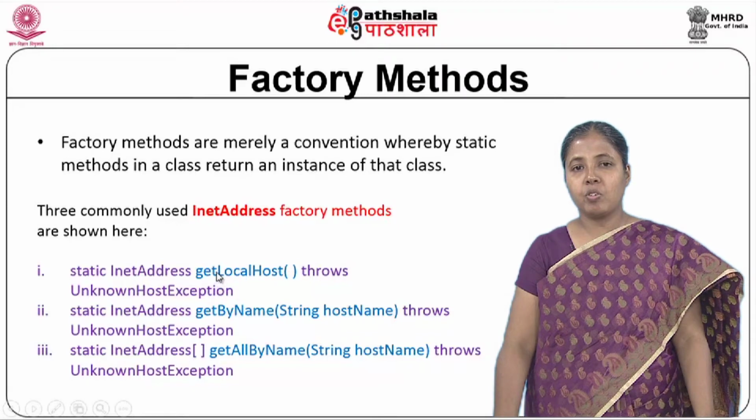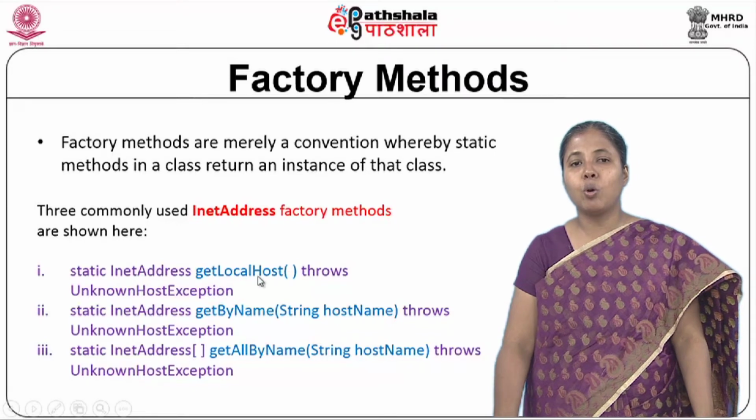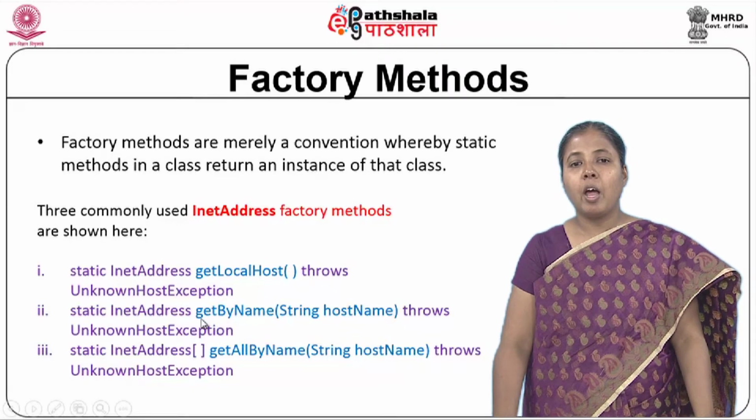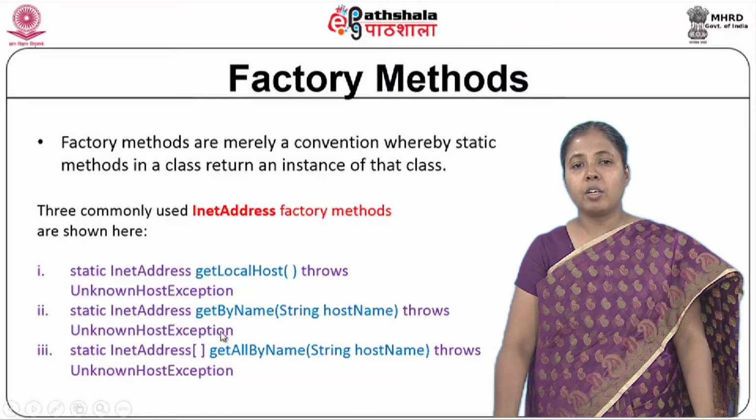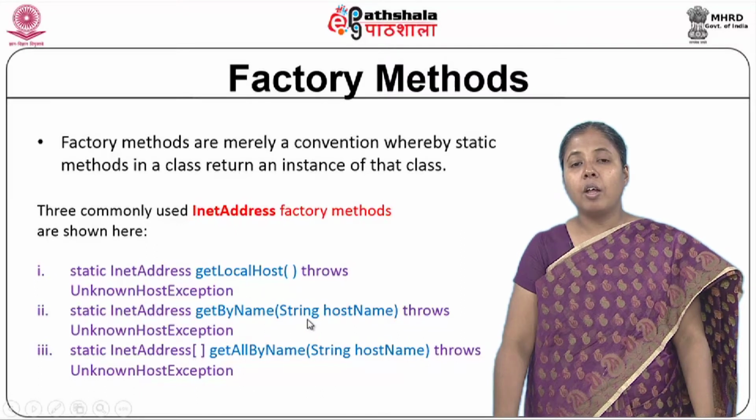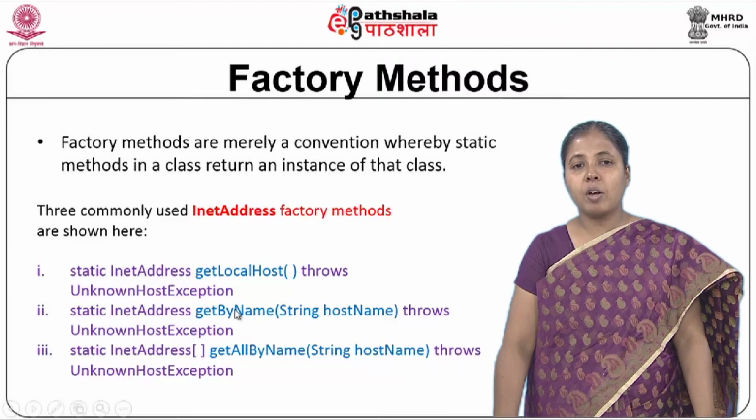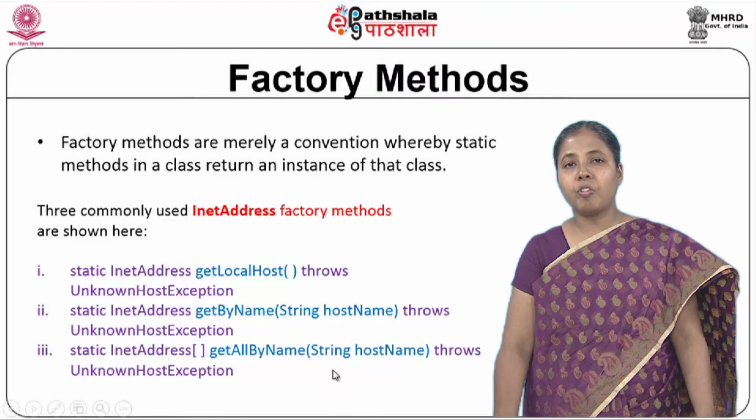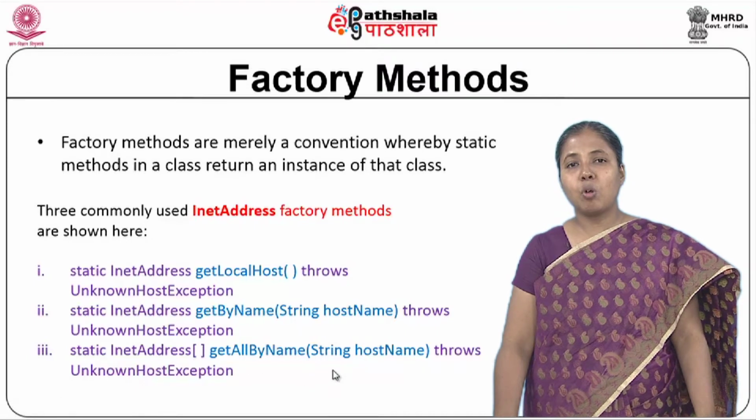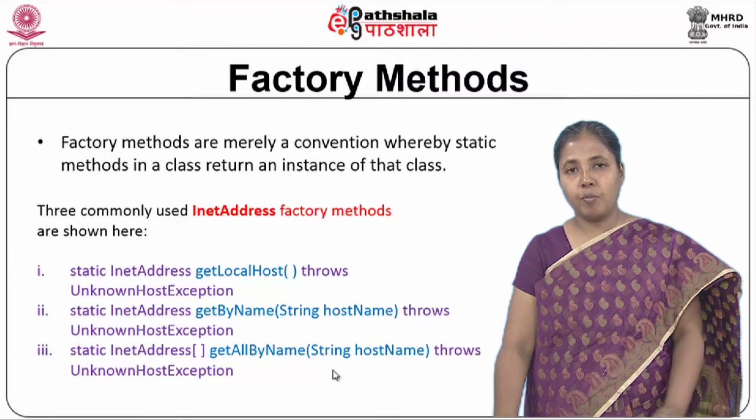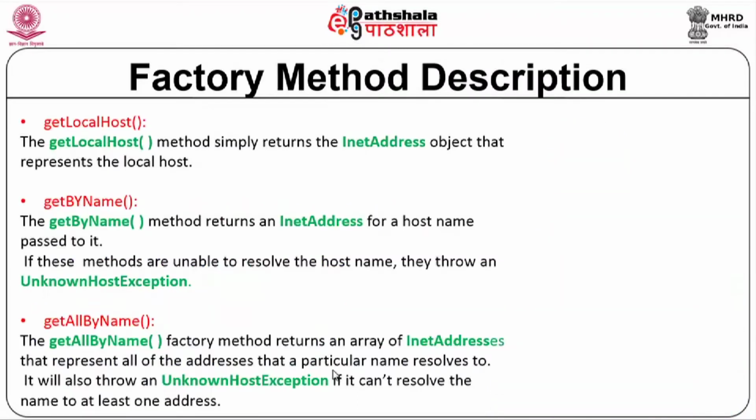Now, we have some of the factory methods that are supported in the InetAddress class, like getLocalHost, which you have seen in the previous slide. This is to retrieve the localhost InetAddress object. getByName is static, and these are the factory methods; this receives the host name and creates an InetAddress object. And we also have a method called getAllByName. These are some of the factory methods, which are also static methods available in the InetAddress class. The detailed explanation is given here.